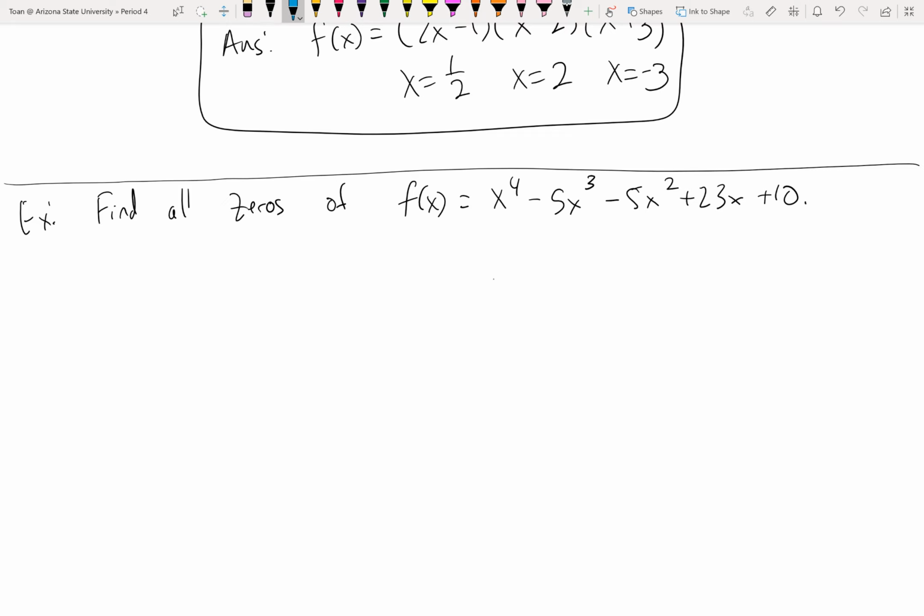So I hinted I chose this example for 3 reasons. Reason number 1: okay, it's not factorable, so I'll do my p's and q's.